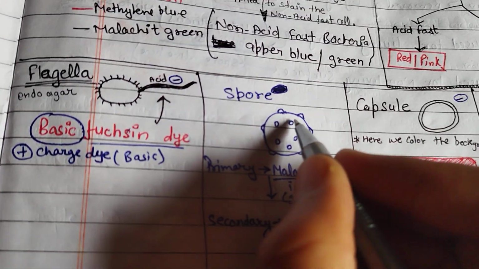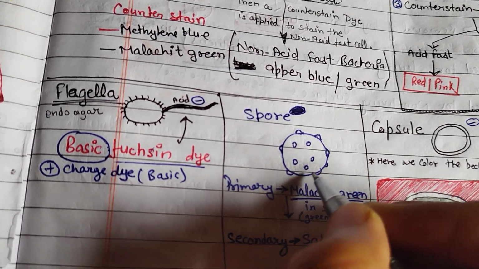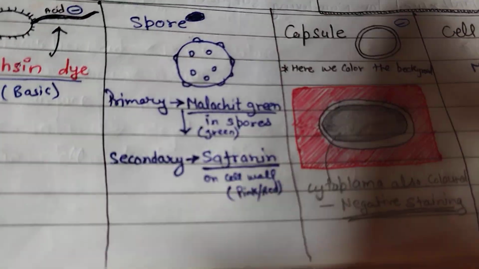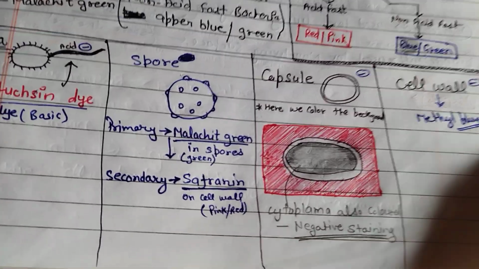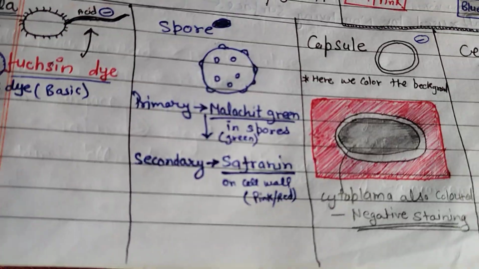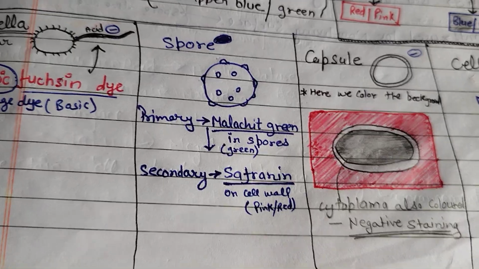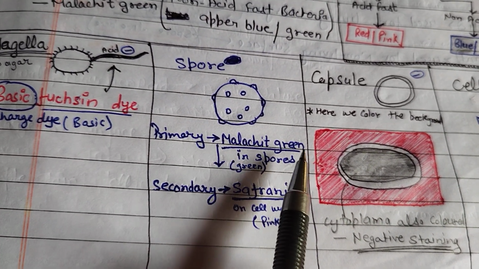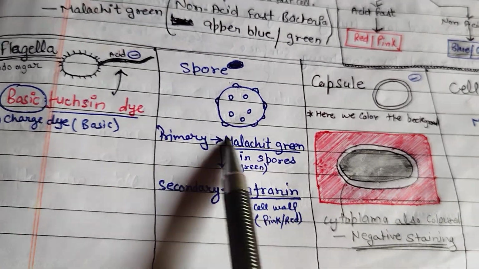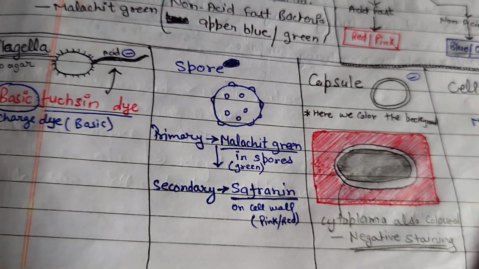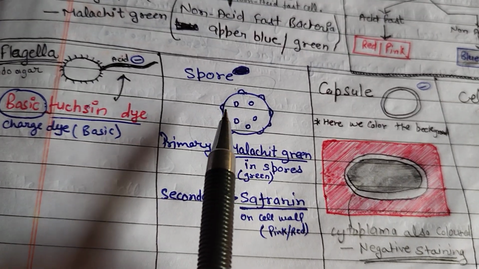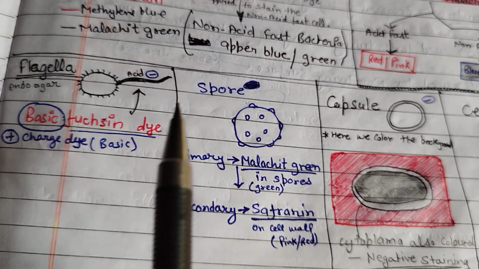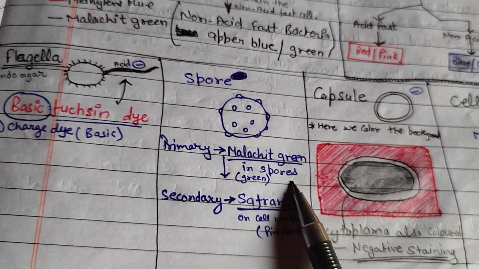Now we are using spore staining for the spores. Like these are the spores inside the cell wall or capsule of the bacteria. All right, let's see. So first we are using here primary stain. Primary stain is malachite green, so it will be applied on the whole bacteria, but it will remain in only spores. Like it will remain here, here, here, and it washes off from the rest, right.